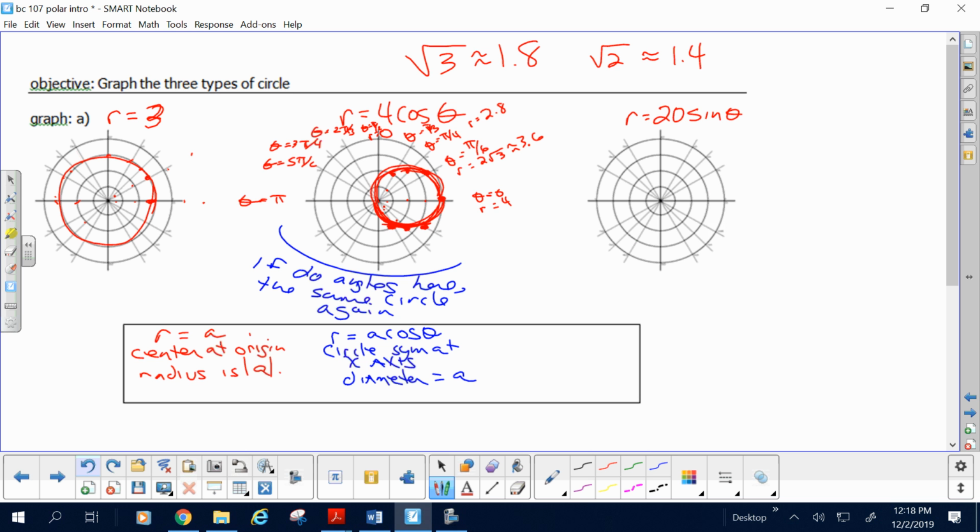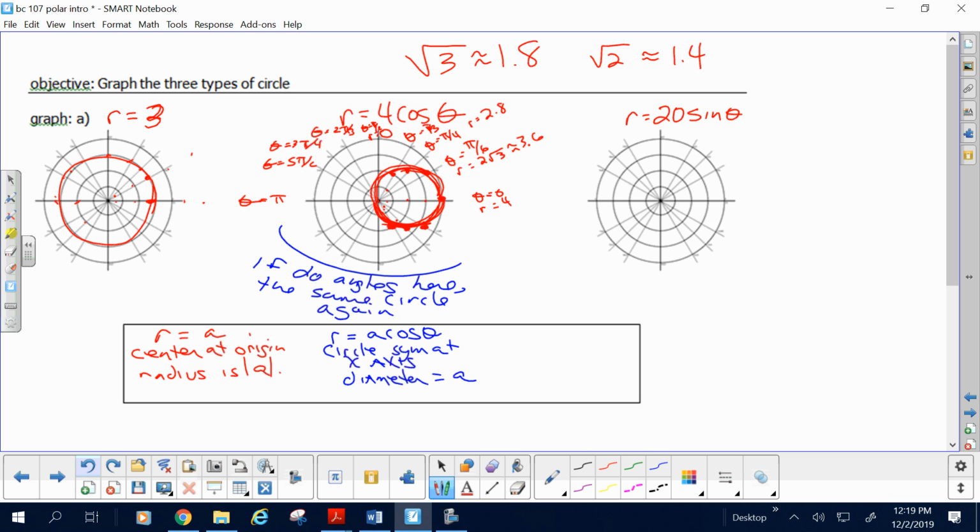Now, what if I had R equal negative 4 cosine theta? Yeah, when theta is 0, you'd actually get a negative 4. You would start getting points here, and it would be over here. So if you get R equal negative A cosine theta, it's on the negative x. You with me? Are you with me? Okay.